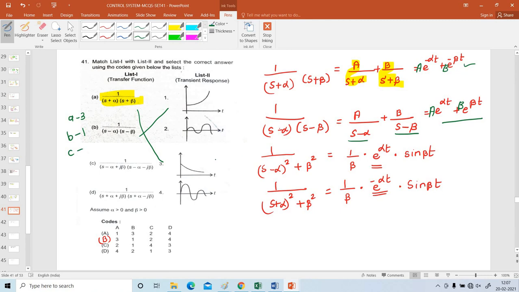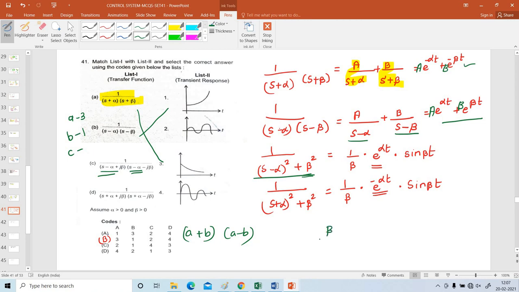And next C. C is 1 by s minus alpha plus j beta into s minus alpha minus j beta. First of all, have to use the formula a plus b into a minus b. So s minus alpha the whole square plus beta square, since j square is minus 1. So it is similar to the sine and exponential. It is a combination of sine and exponential.